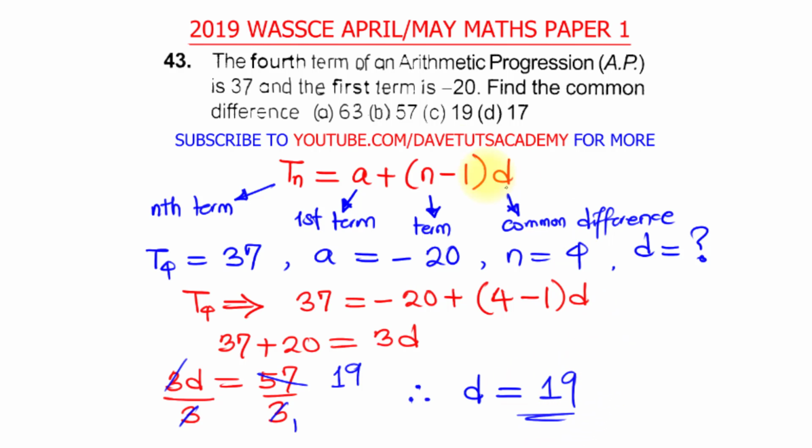And if you look at our options, let's glance through the options we are given. We can see option C is 19, which is the correct solution to this particular question.